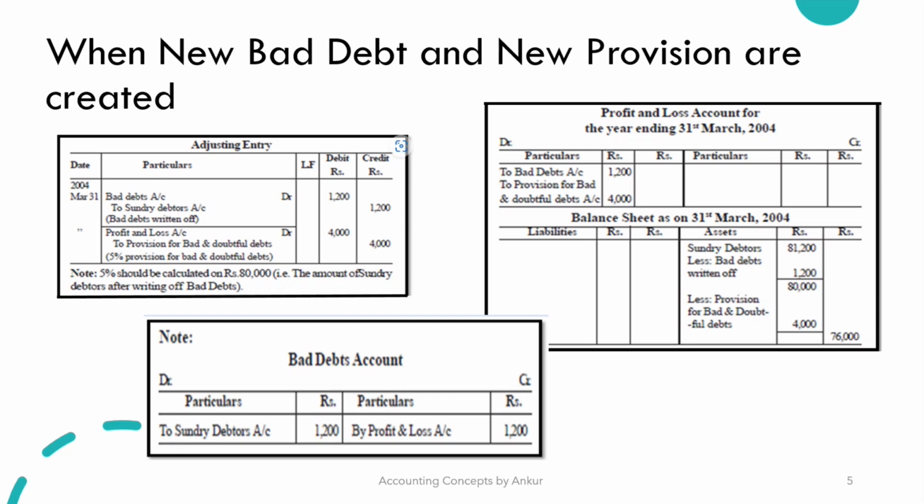So if the provision for doubtful debts is 5%, which is the case here, then 5% is calculated on this 80,000, which comes to 4,000, which has been deducted as provision for doubtful debts from the balance sheet, and the final amount is 76,000. In the bad debts account, you debit sundry debtors account 1200, and that is transferred to PL account 1200, as we see there.